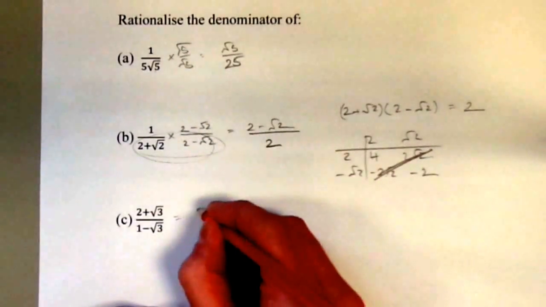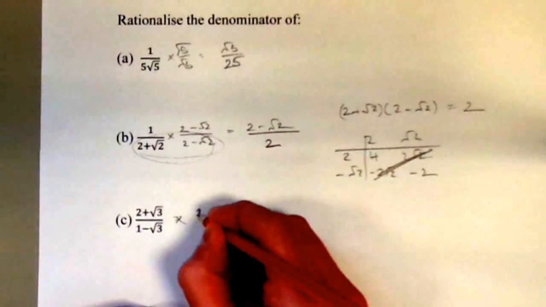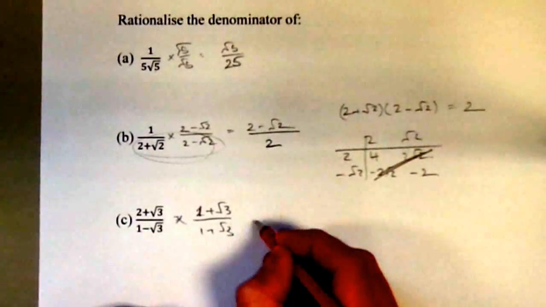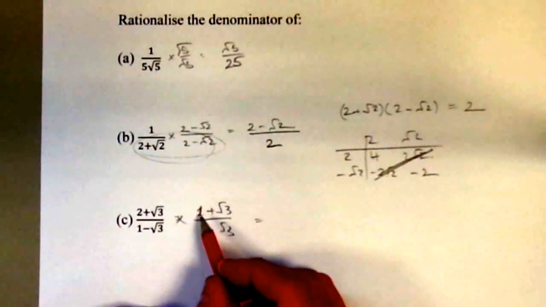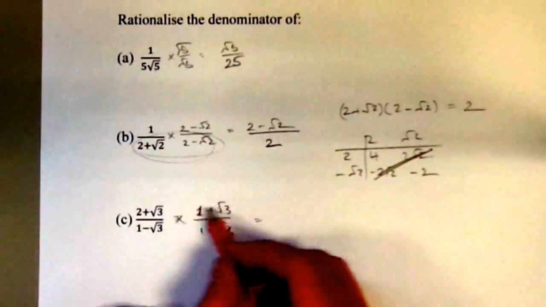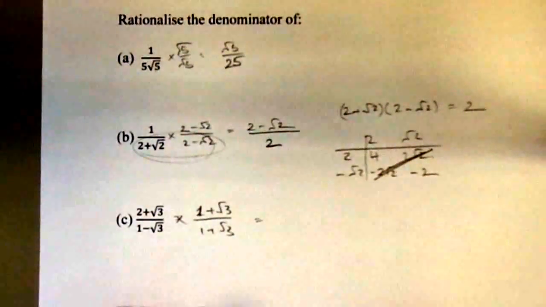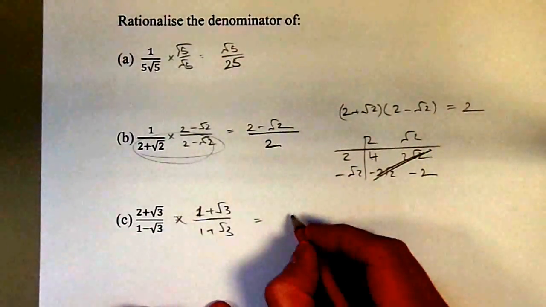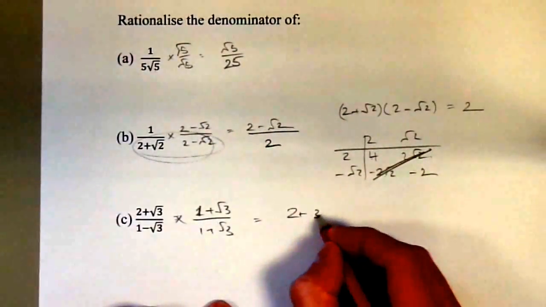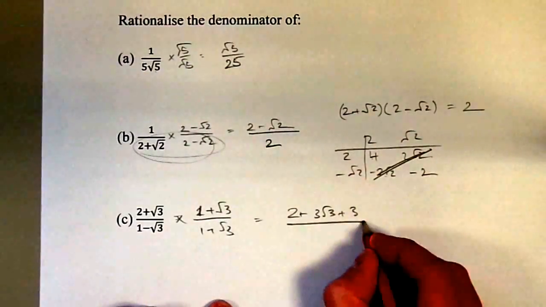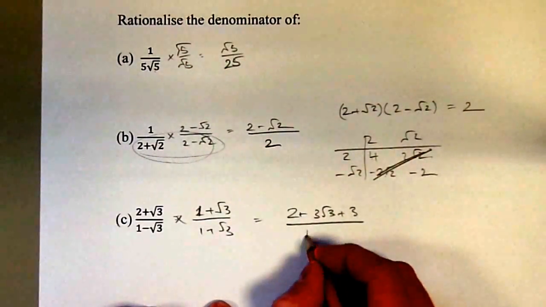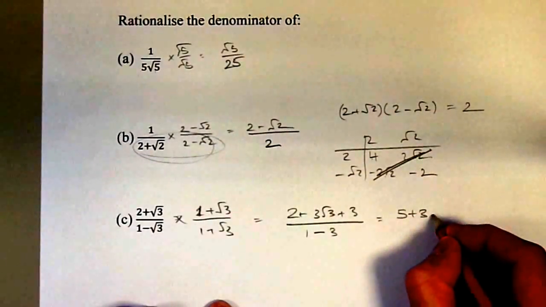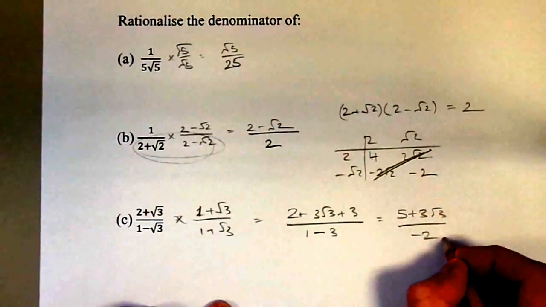Exactly the same thing here. Multiply by 1 plus root 3. Draw out tables like this for the numerator and for the denominator, and what you end up with is 2 plus 3 root 3 plus 3 on the top. You end up with 1 minus 3 on the bottom, which simplifies to 5 plus 3 root 3 all over minus 2.